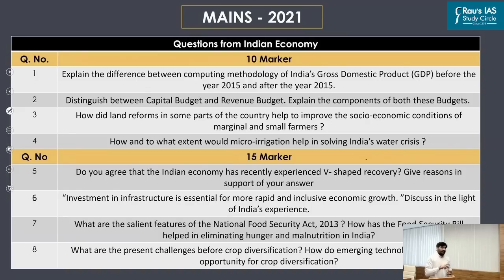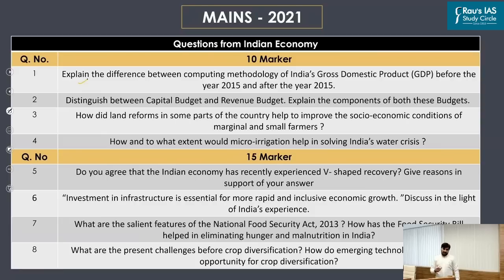Let us briefly touch upon these questions, try to identify as to why these questions were asked in this year's mains examination, and then we'll understand in the next part of the class what the key takeaways are. First and foremost, if you look at this question, the question is, explain the difference between the computing methodology of India's GDP, which has come into being after the year 2015.